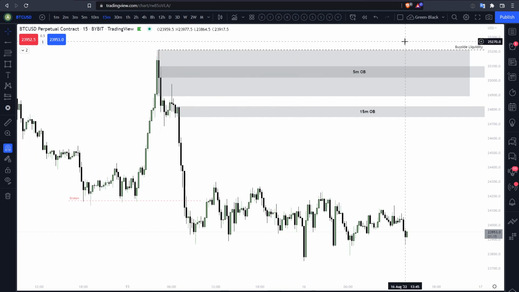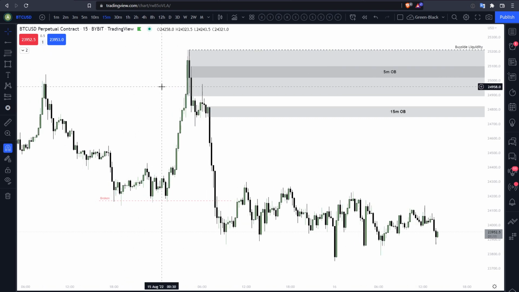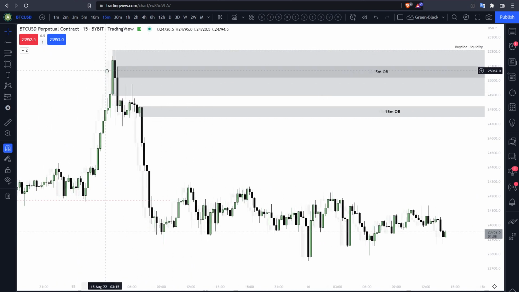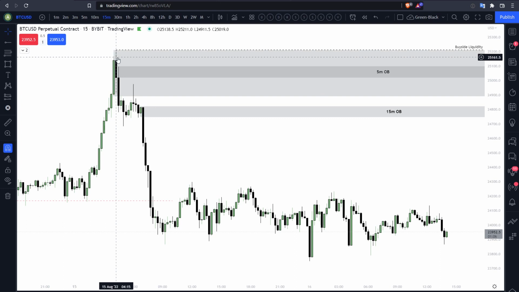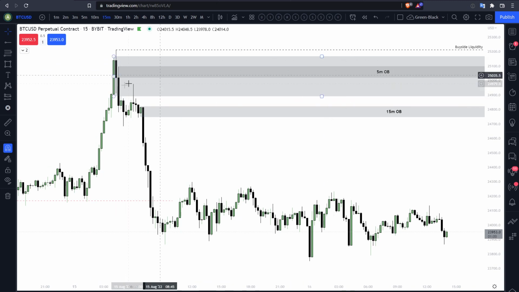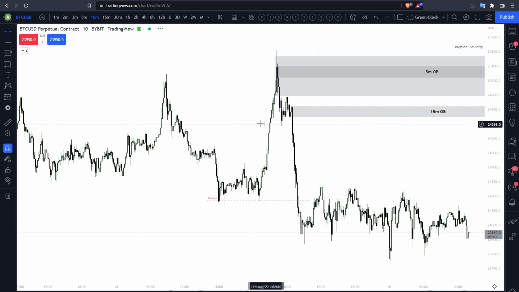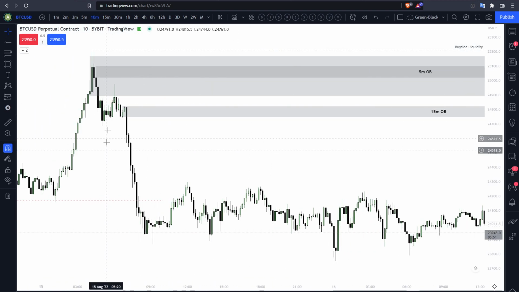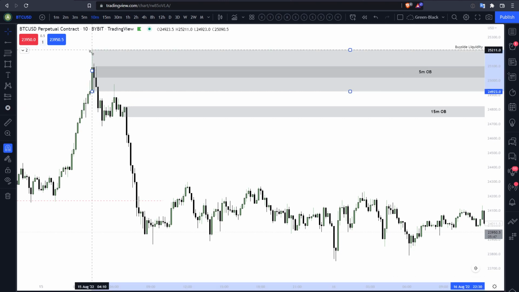Now on this big order block, we can see that on 15 minutes it can be narrowed down to this wick. So let's move it lower. Now let's check if we can narrow it down even more. On 10 minutes it looks approximately the same. We can narrow it down to here and here.